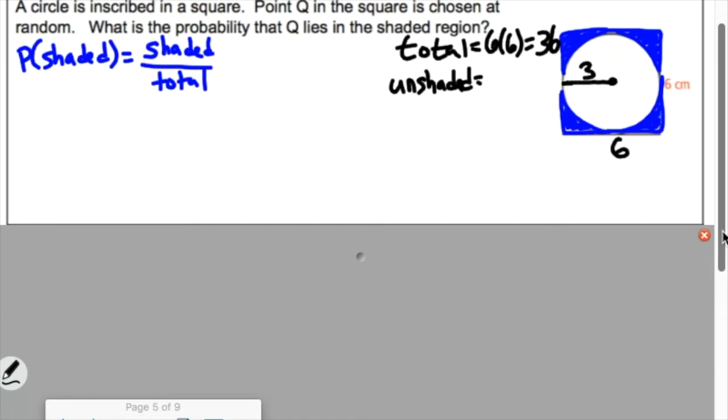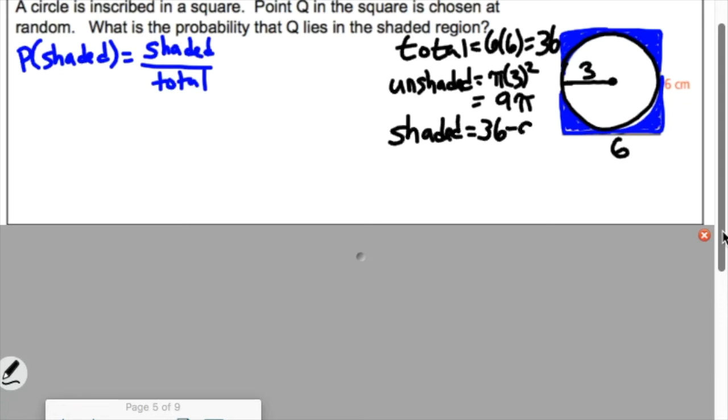If that radius is 3, then we have this unshaded circle. If I can take this unshaded circle's area and subtract it from the total, which is 36, then I'll be able to figure out the blue area. The unshaded area is pi times 3 squared, which is 9 pi. So the shaded area is 36, all of it except for 9 pi. It's taking away the white circle in the middle. If I take 36 and take that circle away, I'm left with what's blue, what I want.